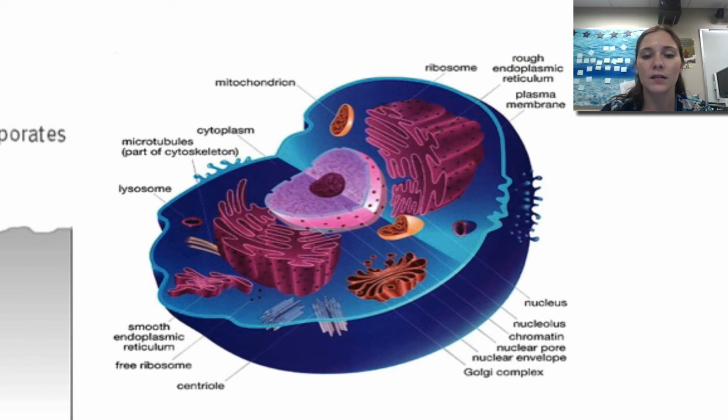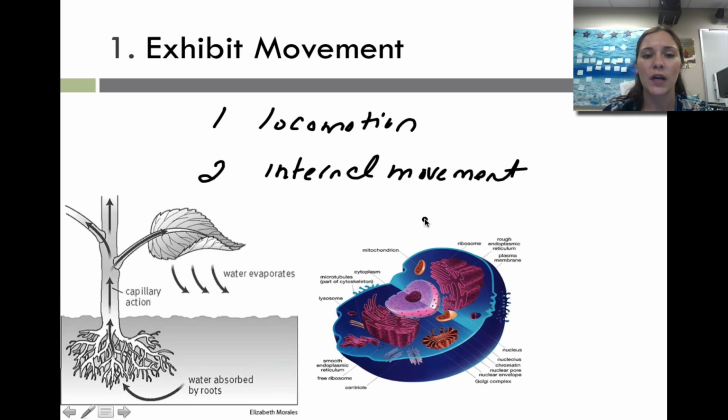And also cells. Cells also can exhibit internal movement. And here's a basic eukaryotic cell that we're going to talk about later on, but these organelles within here, they'll move around. All right, so that's internal movement. So two types of movement that we're talking about: locomotion, that's moving around, and internal movement, when organisms move things within.